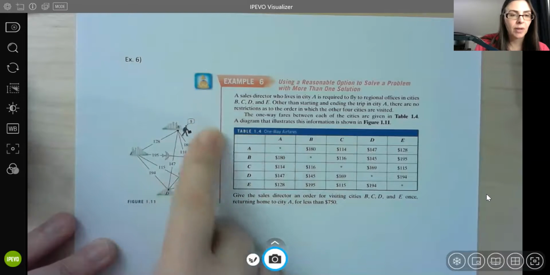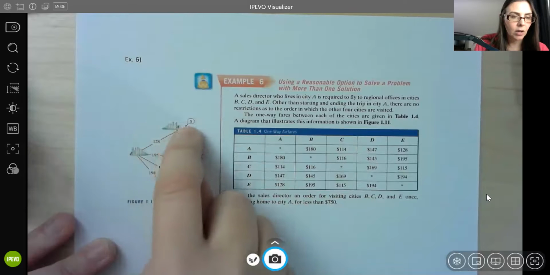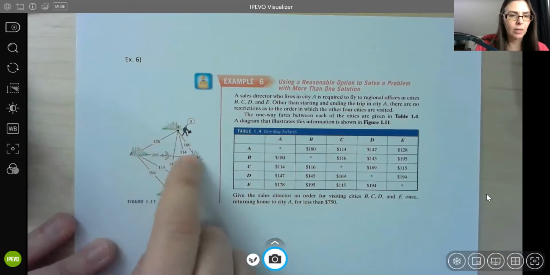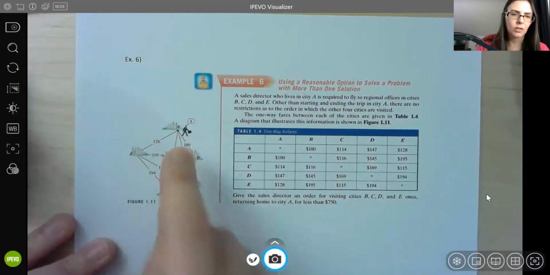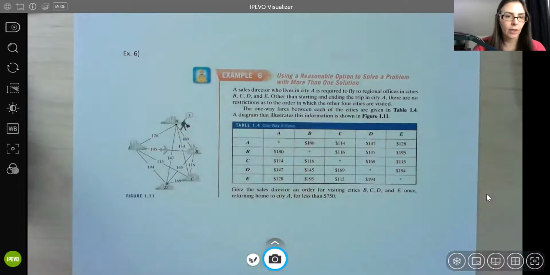Here you have the same information, but in a chart. So if you're starting in city A and you want to go to city E, it's going to cost you $128. If you're starting in city A and you want to go to city B, it's going to cost you $180 and so on. So just something more visual, something more table-based, depending on what you like.